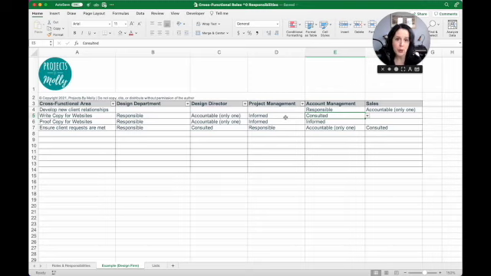Now, of course, you could get fancy with this. You could have people who are both consulted and informed. You would just need to write over the way that I have this built in right now. But this is sort of the basic way that you can use this.